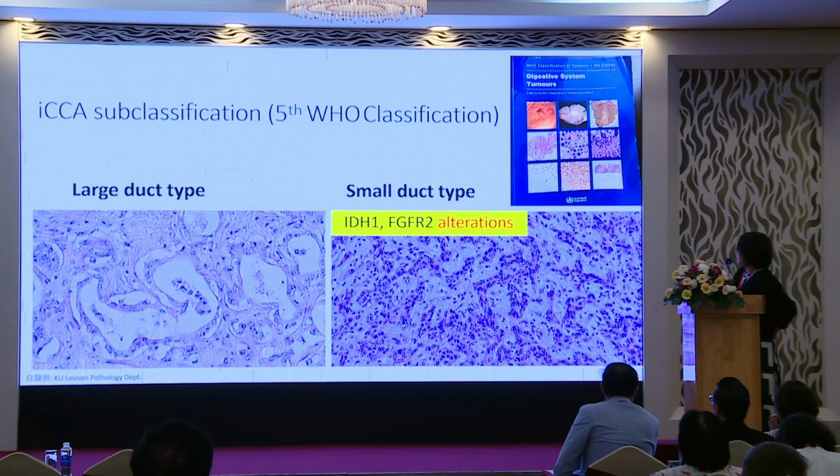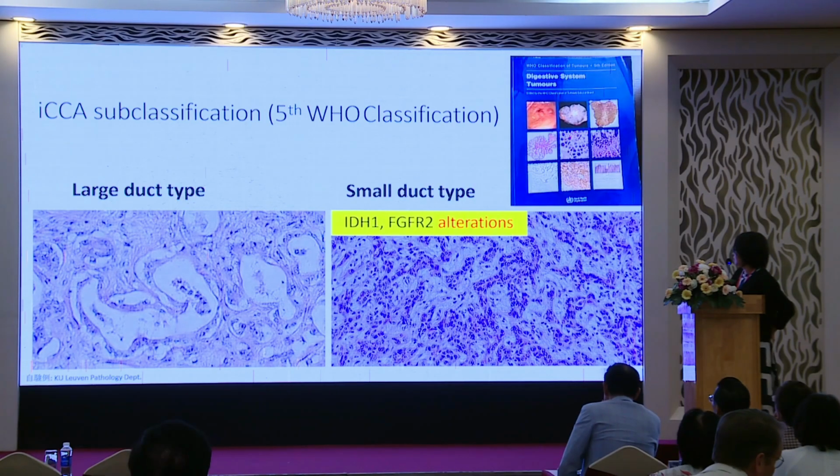Because the actionable mutations, namely IDH mutation or FGFR2 fusions, are mainly seen only in the small duct type, but not in the large duct type. And I'm going to explain why this difference can happen.